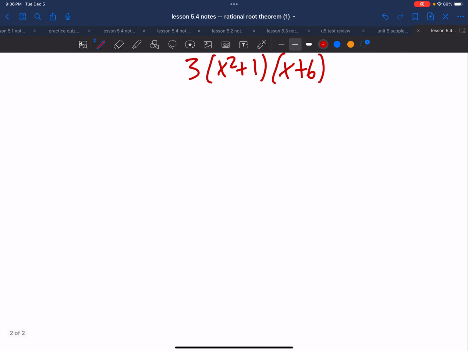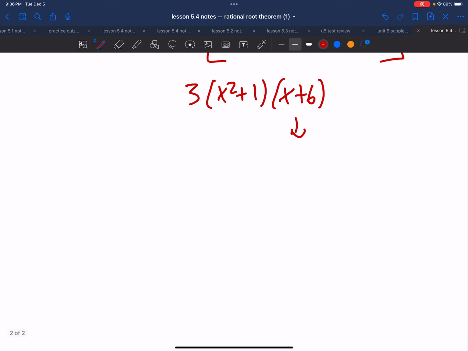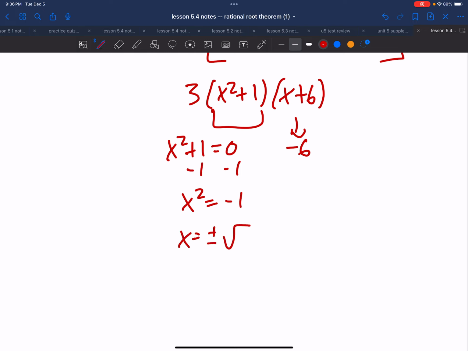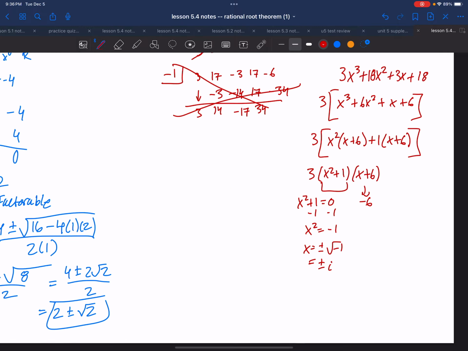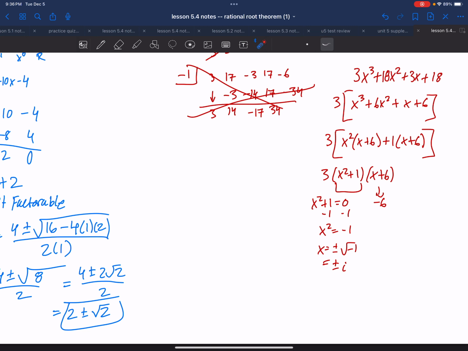Now, what are the roots? X plus 6, the root of that is negative 6. But how do I find the root of x squared plus 1, right? Well, it's x squared plus 1 equals 0. Subtract 1 from both sides, you get x squared equals negative 1. Take the square root of both sides, you get plus or minus the square root of negative 1. But we call that i. And there it is.